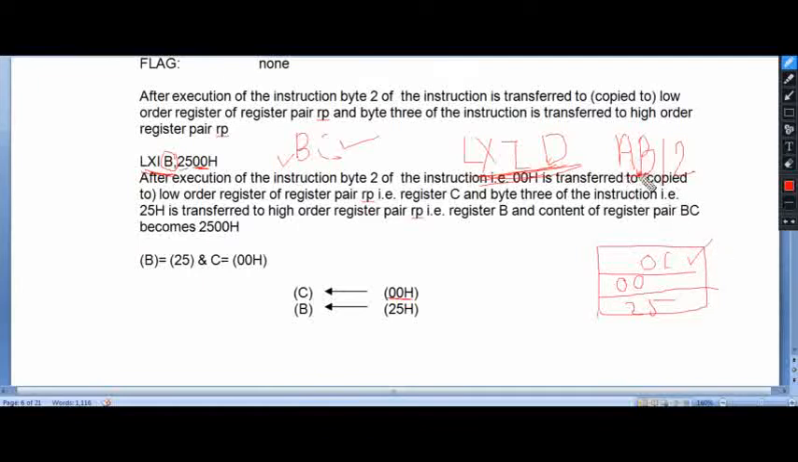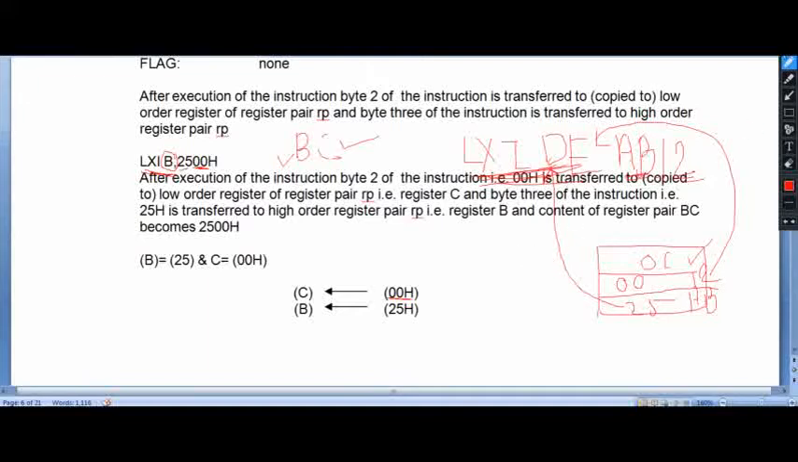Then AB and 12. 12 is the low order. Here you will get 12, and AB is the high order. Here, byte 3 you will get as AB. What will happen after the instruction LXI D? AB12 goes to the register pair DE. That means 12 is transferred to register E and AB is transferred to register D.